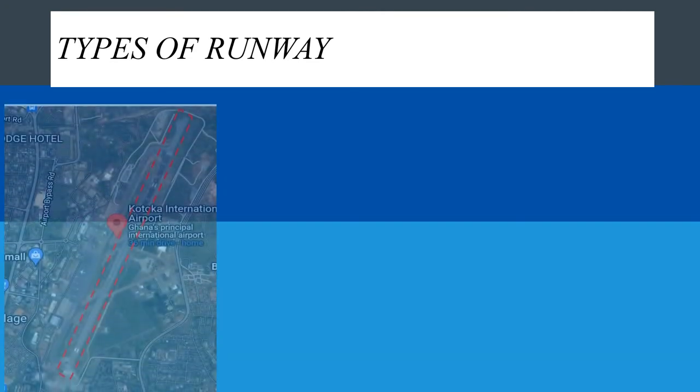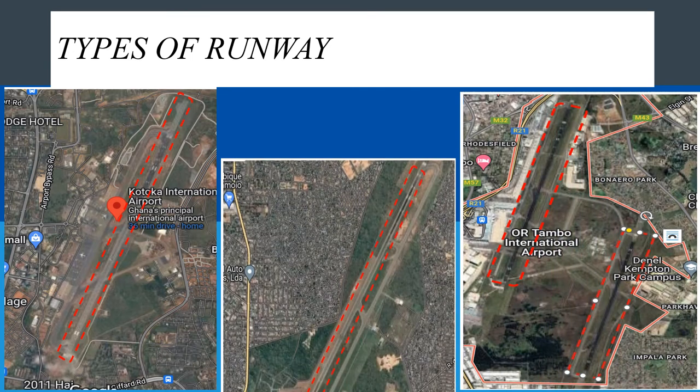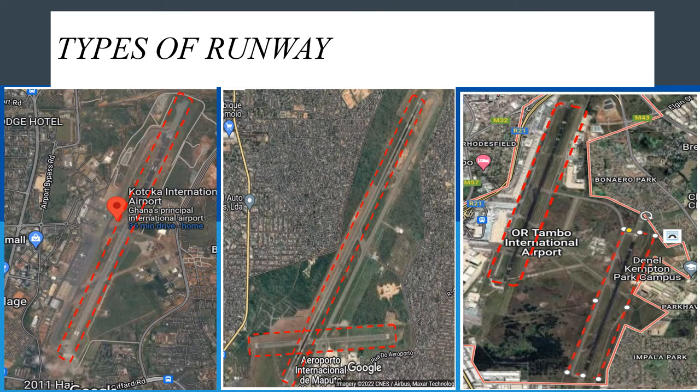So the airport can have a single runway, that is only the primary runway, or it may have parallel runways, which is made up of 2, 3, or even 4 runways in the same aerodrome. It may also have intersecting runways, that is a minor runway crossing a primary runway, or a secondary runway crossing a primary runway.